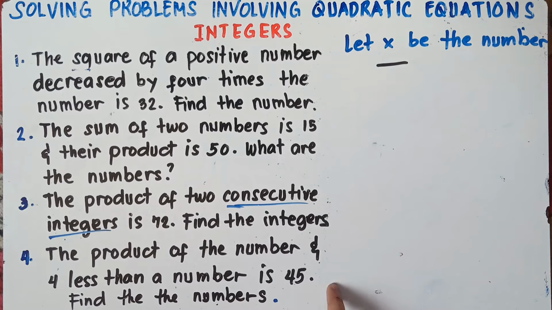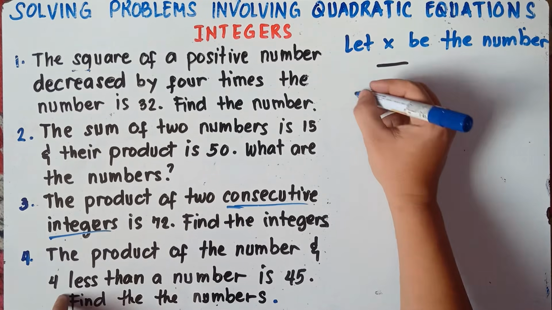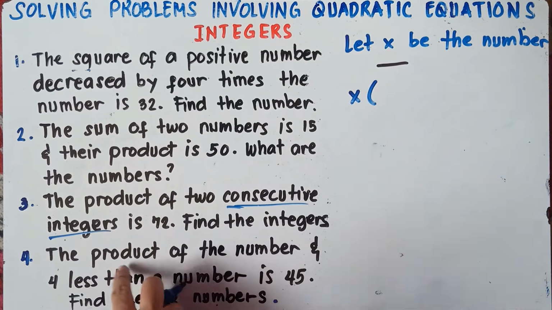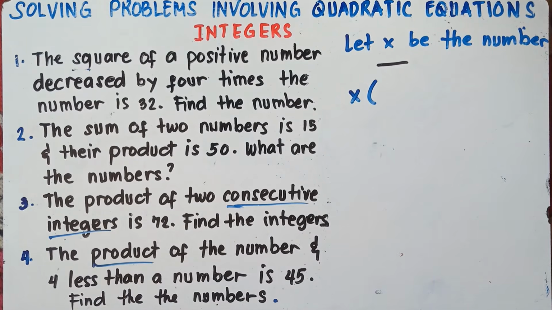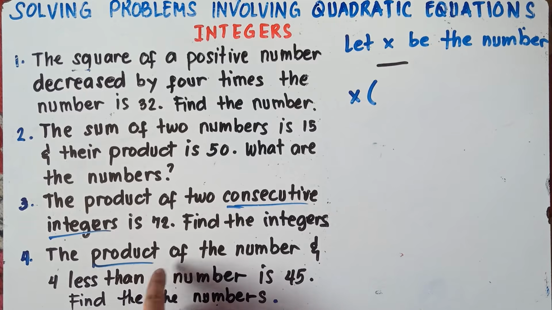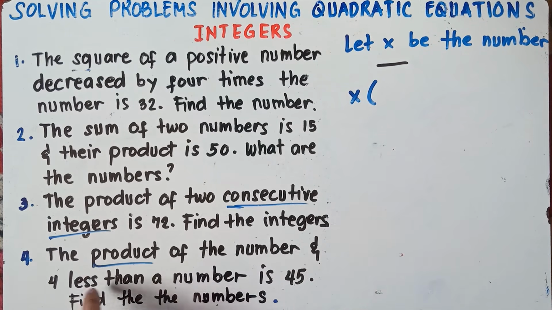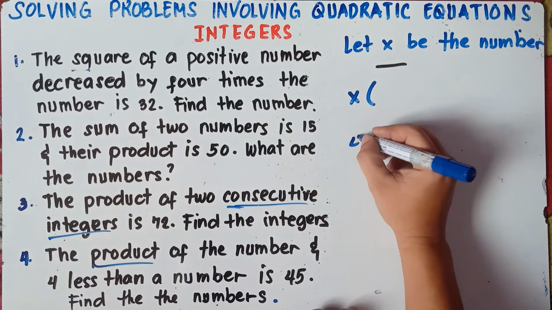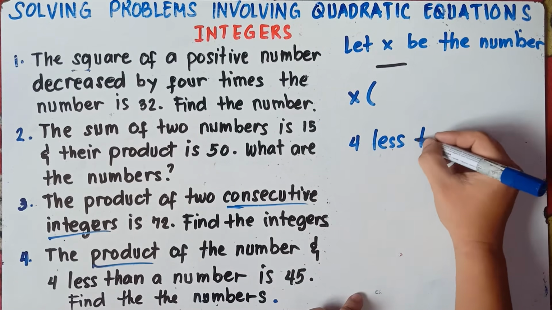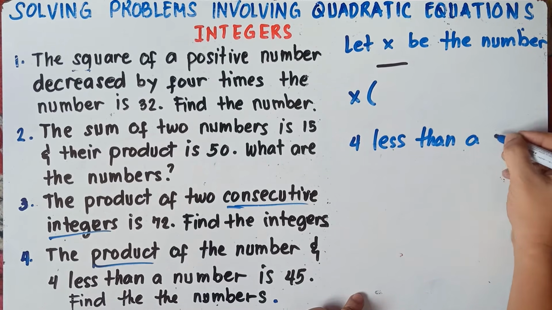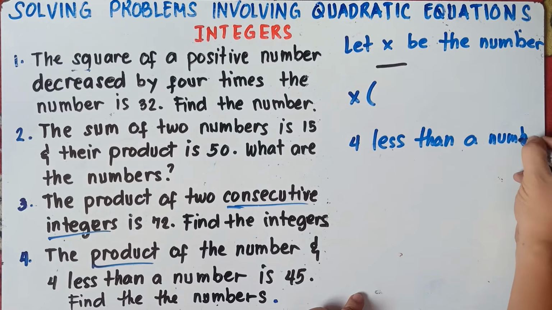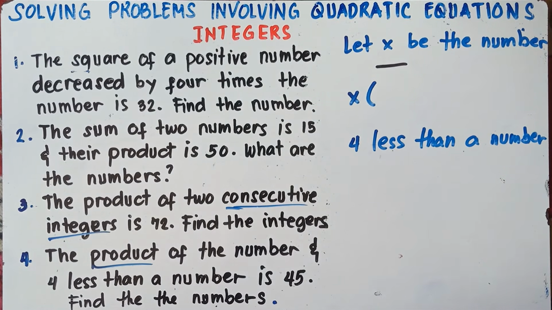The product of a number, so x times... once again, if you see this word product, it has something to do with multiplication. Their answer is what we call the product. So the product of a number, where the number is x, and 4 less than a number. We need to multiply the number and 4 less than a number. How will you write this one, class, 4 less than a number?